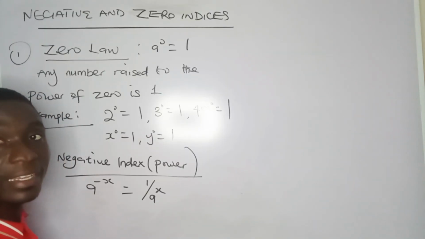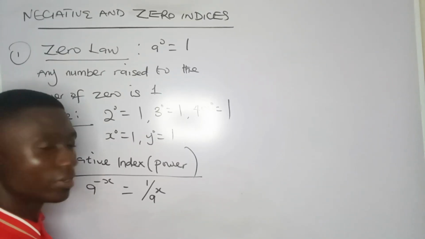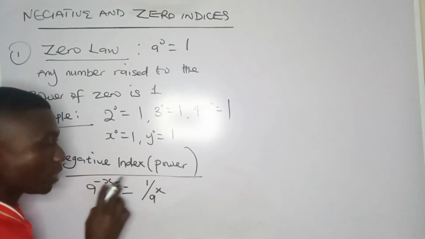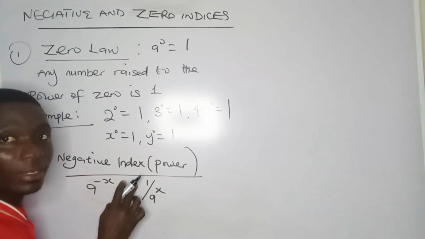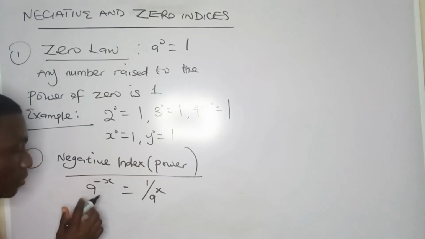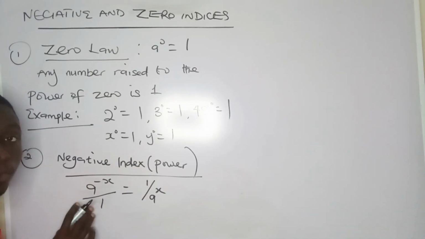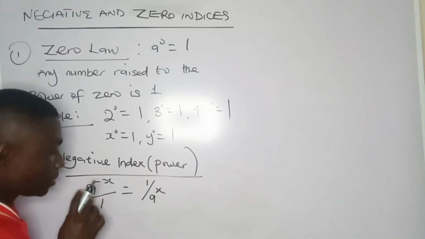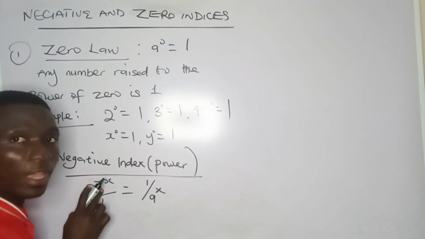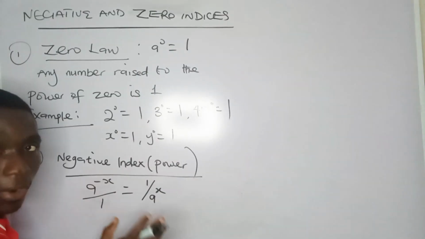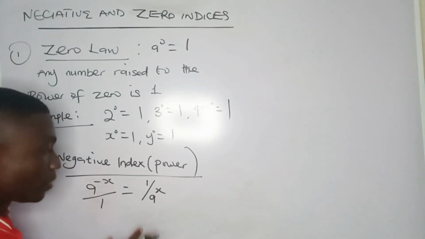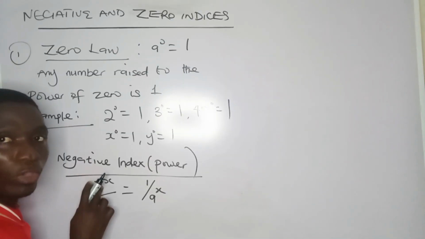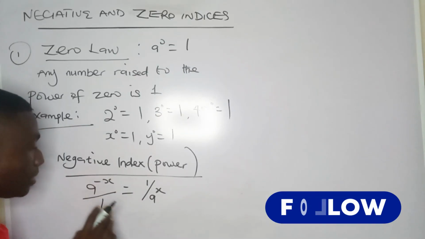What the negative index of power talks about is that when a number carries a negative power and you want to take the reciprocal of it, that is, turn it upside down, if I write this over 1, anything over 1 is still the same thing as that. But for any reason, if this number has a negative power and you say, I want to turn it around, that is, I want to take the reciprocal or the inverse, once it turns around, the power becomes positive immediately.